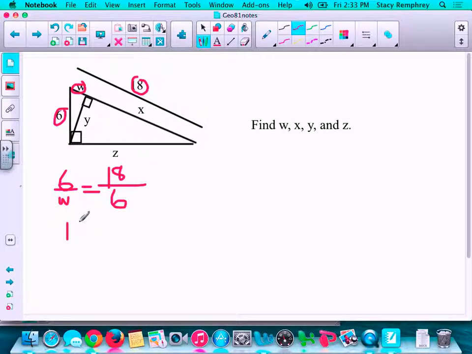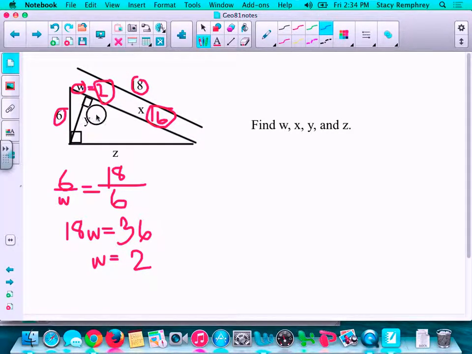Okay, cross multiply, you'll get 18W equals 36. So W equals 2. All right, now that we know W equals 2, it's pretty easy to find x. X is just going to be 18 minus 2, so now we know x is 16. Okay, so we have w and we have x.